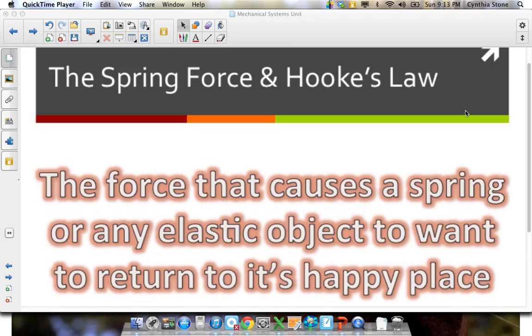Well, if you stretch that spring, there's a force inside the spring pulling it back to its regular length, and that's spring force. And I call that its equilibrium or its happy place. The spring wants to be a certain length, and it will exert a force to get back to its length if you stretch it or compress it.